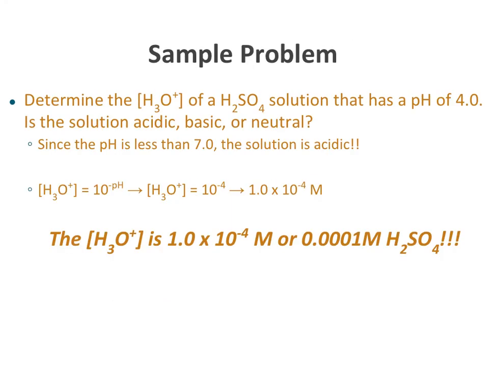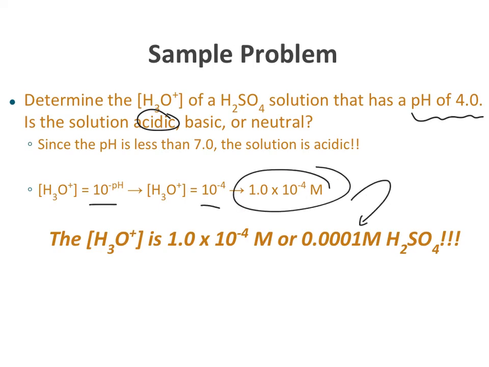Here's an example problem for this. It says determine the hydronium ion concentration of an H2SO4 solution that has a pH of 4. First of all, is the solution acidic, basic, or neutral? Well, the pH is less than 7, so that means it's acidic, right? Then to do the calculation, we take 10 raised to the negative pH, which in this case is negative 4, and we get this value, which, when we change it out of scientific notation, is 0.0001 molar.